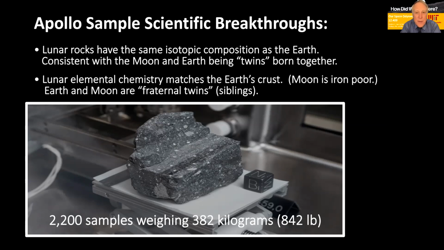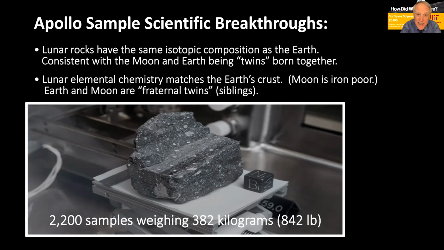It turns out that the moon, in terms of its elemental abundances, in this case, it's how much magnesium, how much silicon, how much iron, things like that, atomic elements. The elemental composition of the moon matches the crust of the Earth, but not the overall composition of the Earth, because the moon is iron poor. Very little iron in the moon compared to the Earth.